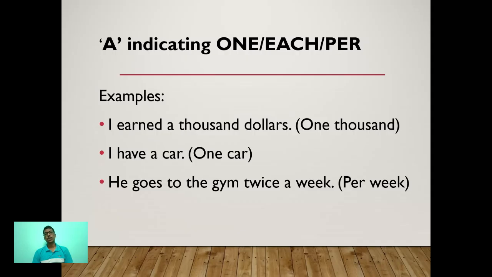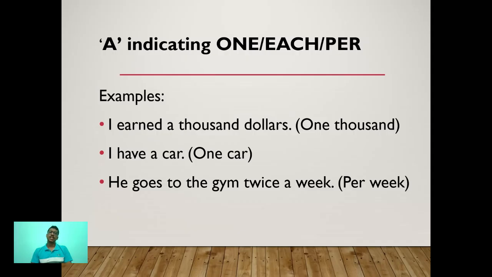Third, he goes to the gym twice a week. Here, a week speaks about 1 week. That is, per week, he goes 2 times to the gym. So all these examples show that a indicates singular, either one or each or per.